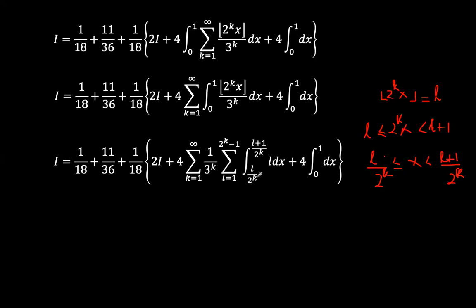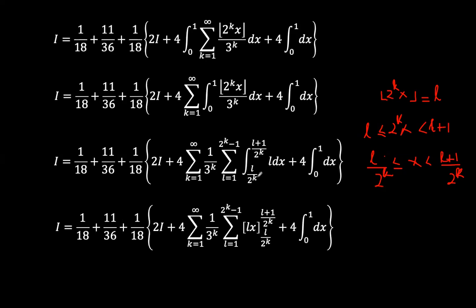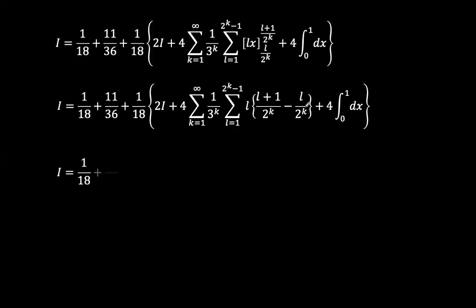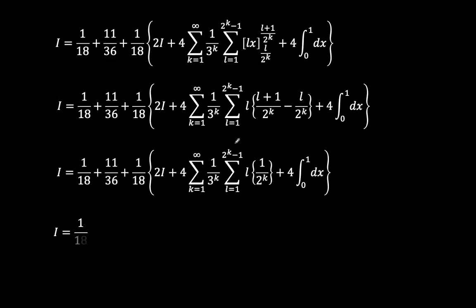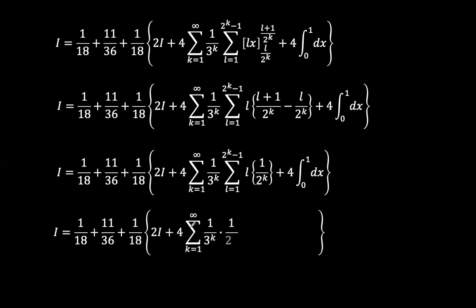But we can integrate, and so we have Lx with the appropriate limits here and here. Applying those limits, we have now 1 over 2 to the power k times L. We can pull 1 over 2 to the power k out here, so we have 4 times the summation from k equals 1 to infinity of 1 over 3 to the power k times 1 over 2^k summation from L equals 1 to 2^k minus 1 of L.